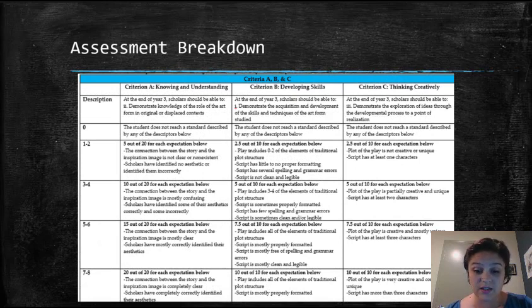So this is a unit where we're evaluating 3 of the IB criteria. So we're looking at A2, at B1, and at C3. So A2, which is, if you ask me, one of the vaguest IB criteria we have, says that they have knowledge of the role of the art form in original or displaced contexts.